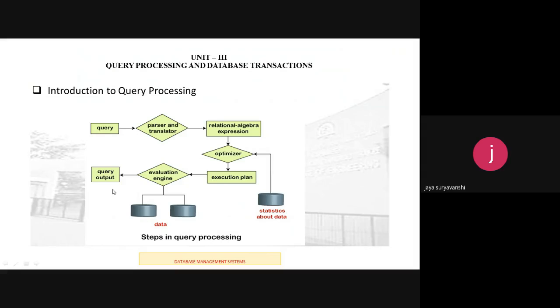In the first stage, we already covered what is expected. The second step is the query optimizer, and in this stage the query is transformed into equivalent expressions that are more efficient to execute. The third step is query evaluation, which executes the query execution plan and returns the final results, and after that we get the query output. This is a short explanation of the different stages of query processing.